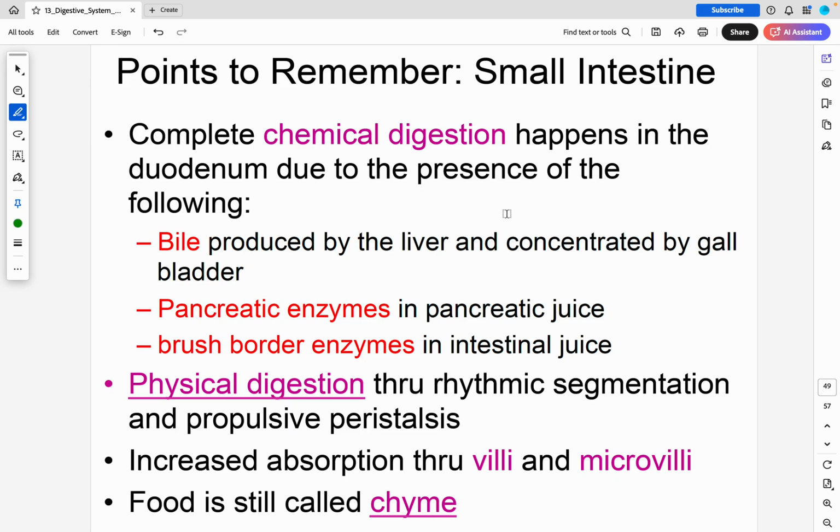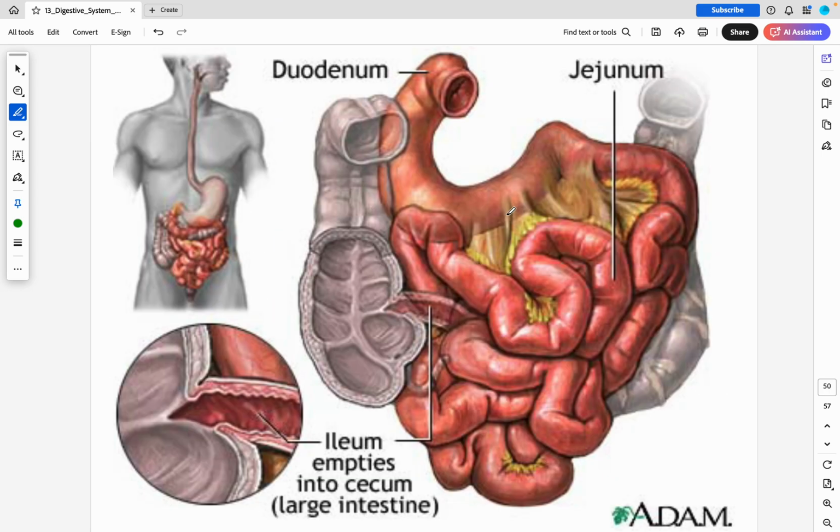Physical digestion takes place via rhythmic segmentation and propulsive peristalsis, and increased absorption takes place because of the presence of the villi and microvilli structures. Food in this area at the small intestine is still called the chyme. Okay, now the ileum will empty its contents into the large intestine.